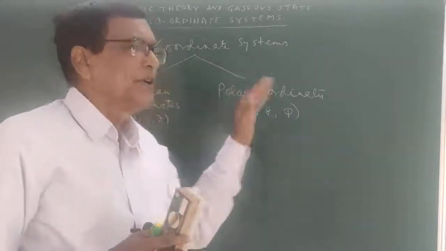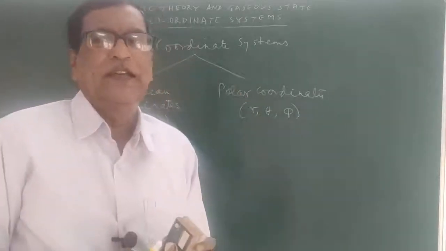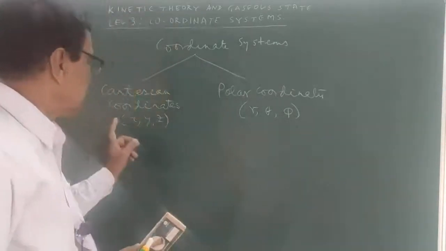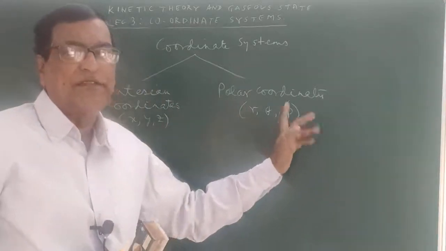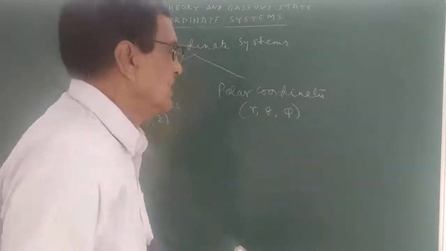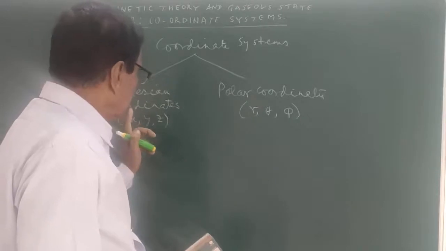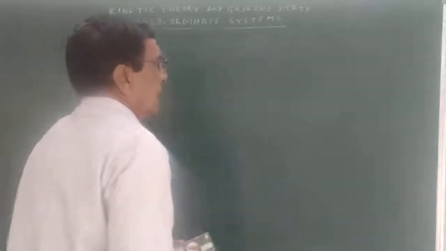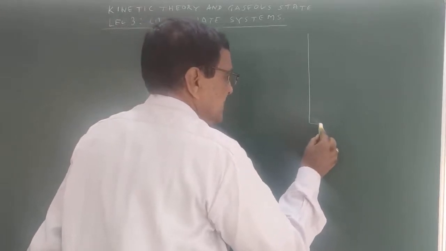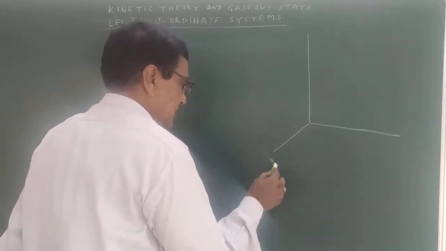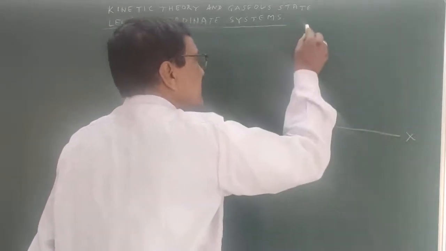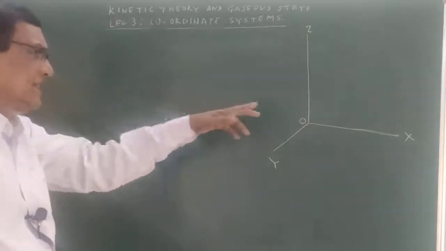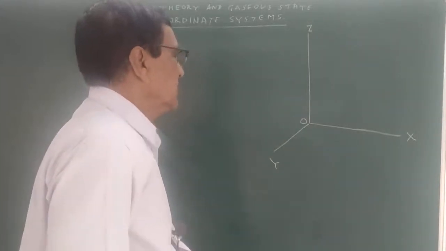And the coordinates are required to specify the position of a point in space. Either you can express the position of this point in terms of x, y, z, or in terms of r, theta, phi. Let me draw the picture to show the x, y, z and r, theta, phi coordinates. Say this is the z-axis, and this one x-axis, and this one y-axis, and this is the origin. So these three axes are perpendicular to each other mutually.